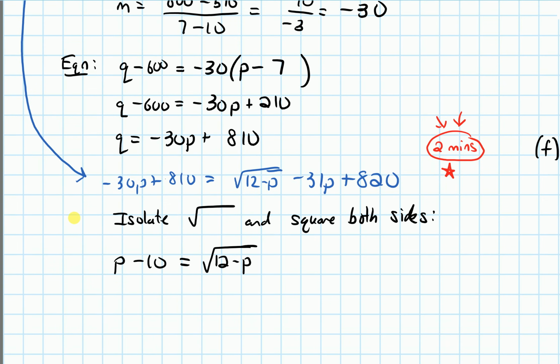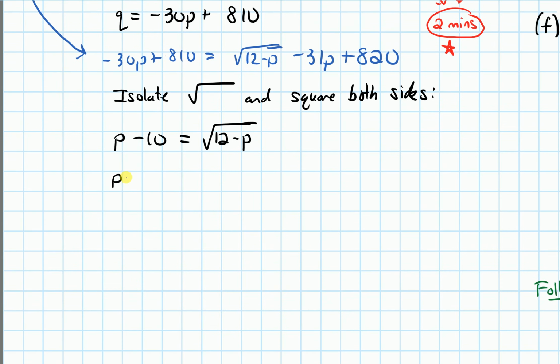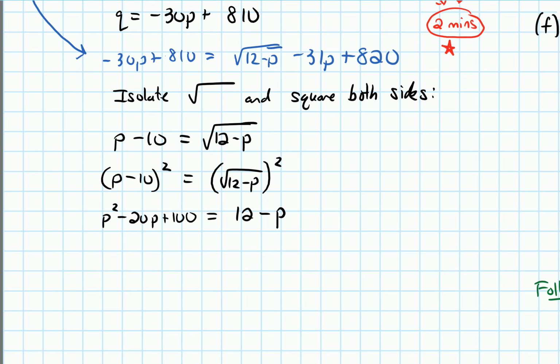And now that it's isolated, we can square both sides. So we have p minus 10 squared equals root 12 minus p squared. On the left, we FOIL. So this is p squared minus 20p plus 100. On the right, we get 12 minus p. Okay, so this is a quadratic. We can handle these. Let's move everything over to one side and then try to factor. So we get p squared, adding p, we get minus 19p, subtracting 12 plus 88 equals 0.